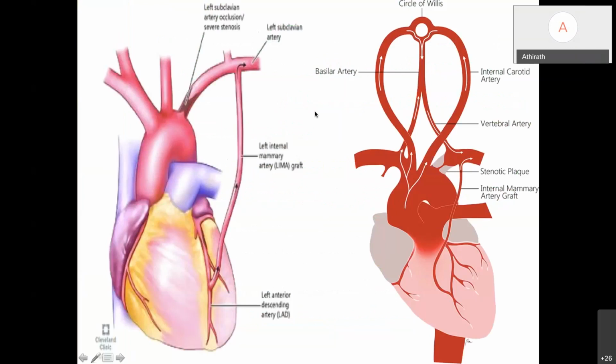This image gives you a better understanding. As you can see in this image, whenever there is a stenosis at the subclavian artery, there will be steal of blood from the left anterior descending artery to the IMA graft, which can cause coronary steal syndrome. In this image, you can further see there will be a reversal of flow from the vertebral artery also, whenever there is a stenotic plaque at the subclavian origin.